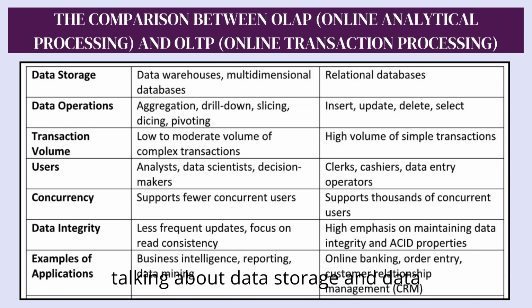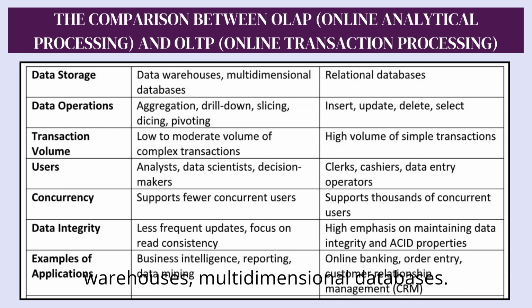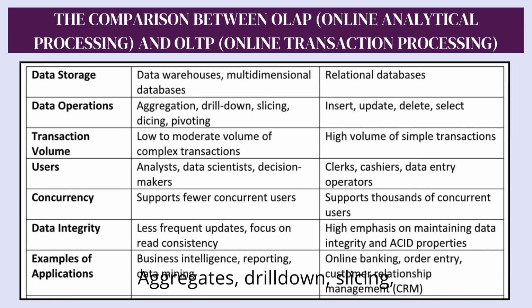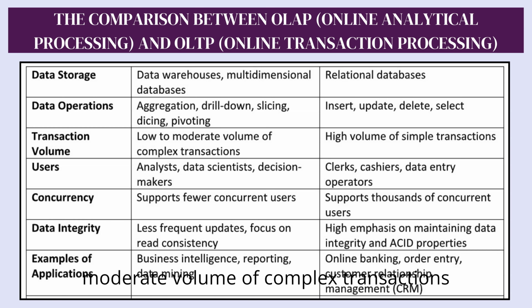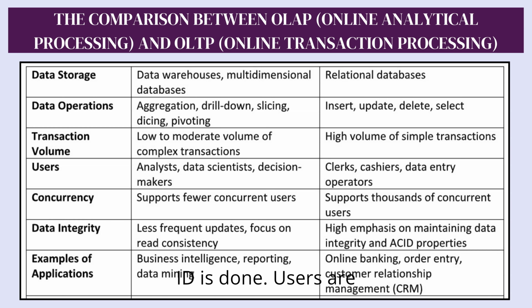While talking about data storage and data operations, OLAP uses data warehouses and multidimensional databases. Operations are aggregates, drill down, slicing, dicing, pivoting, with a low to moderate volume of complex transactions. Users are analysts, data scientists, and decision makers, whereas OLTP uses relational databases. Data operations are insert, update, delete, select, with a high volume of simple transactions. Clerks, cashiers, and data entry operators are the users.